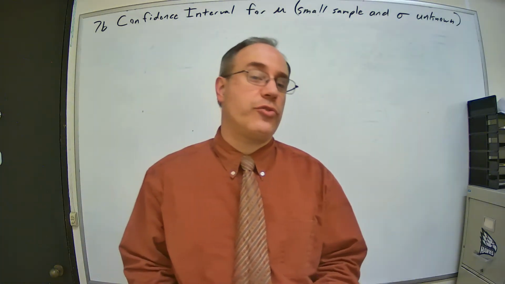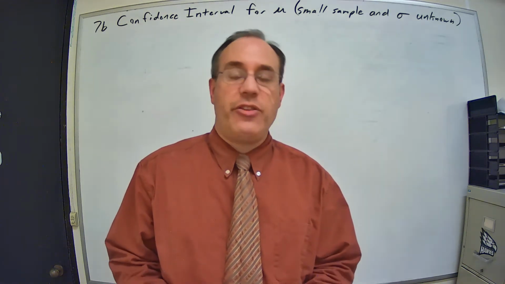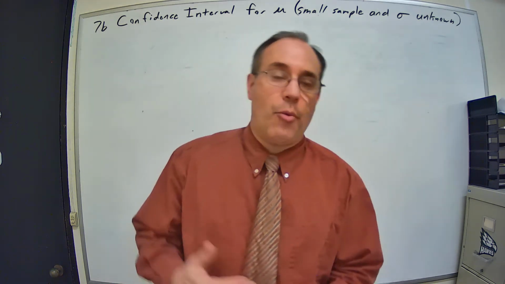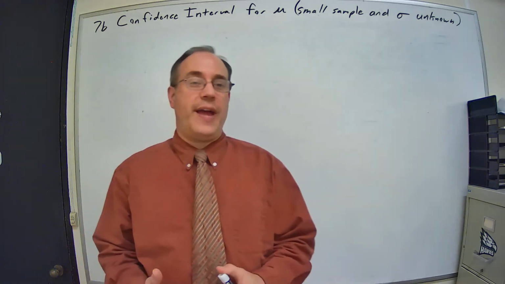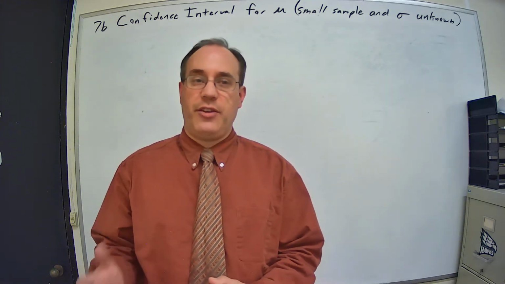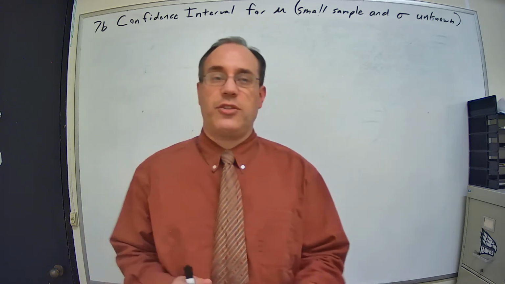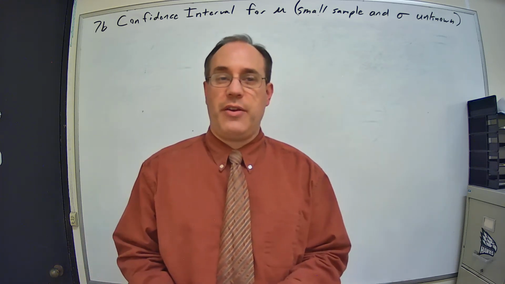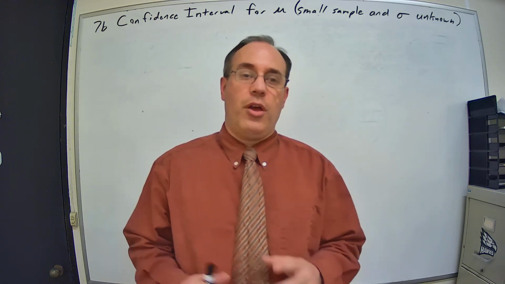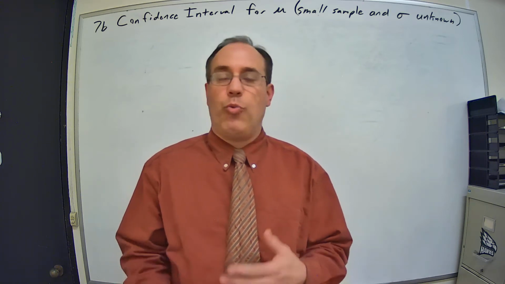7b, confidence intervals for a population mean where we have a small sample and the population standard deviation is unknown. Now previously we talked about where you had a large sample or the population standard deviation was known. And we could use that method if either one of those things was true. If we knew the population standard deviation, we could use that method. If we had a large sample, we could use that method. We didn't have to have both of them occur, we just needed one or the other to occur.